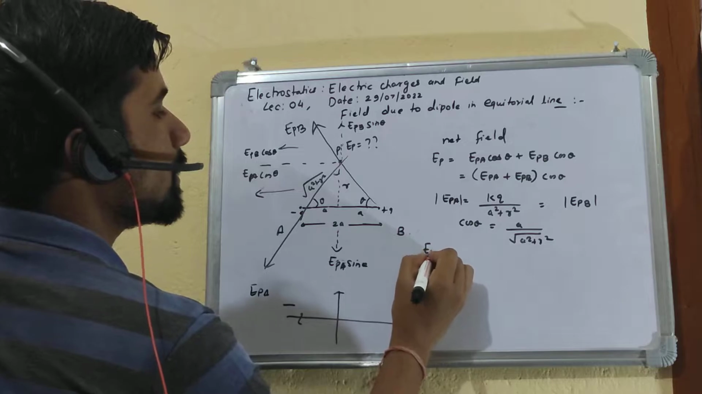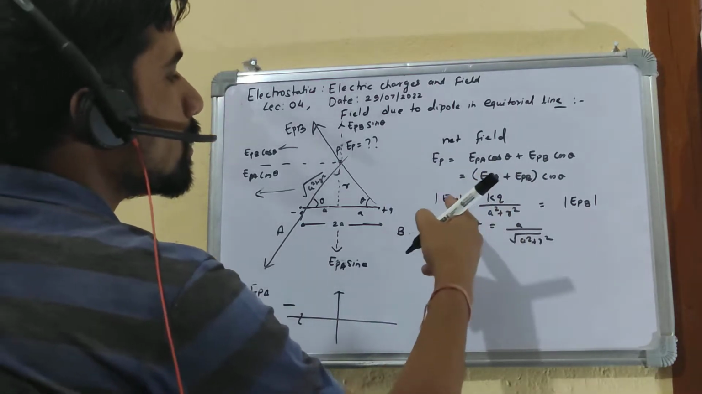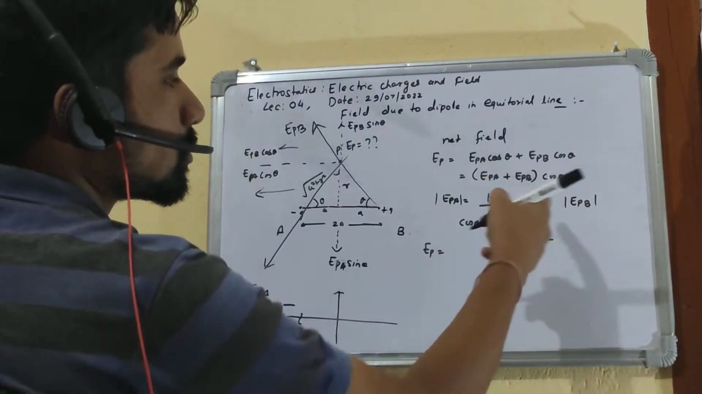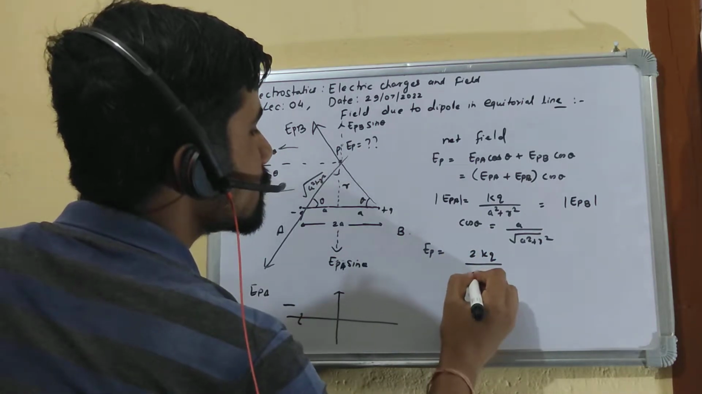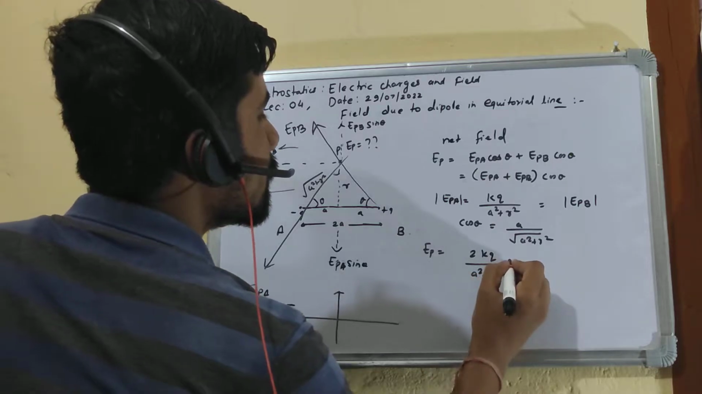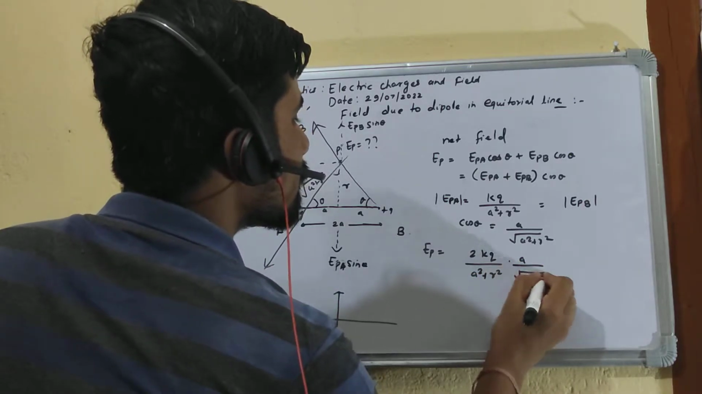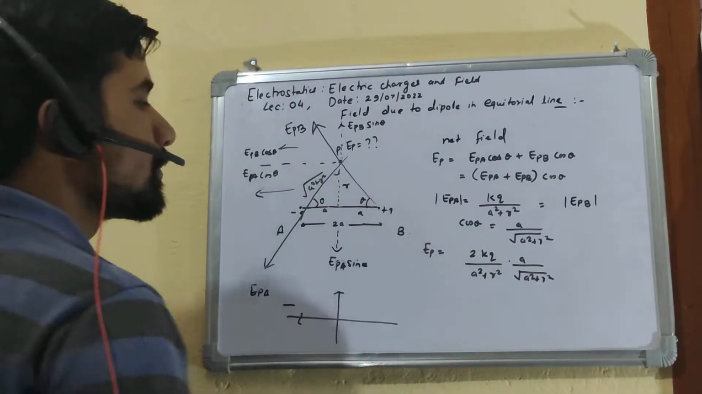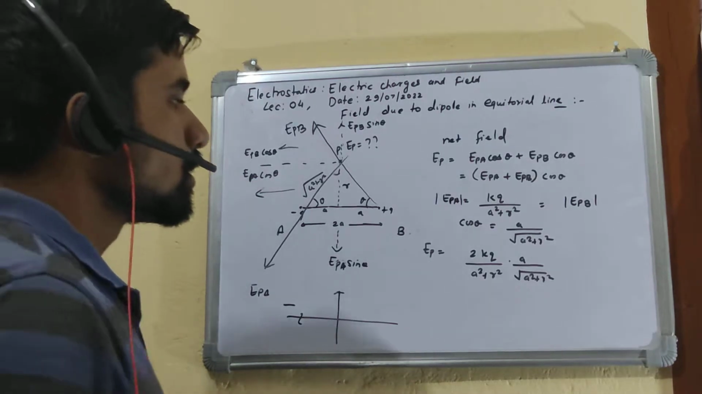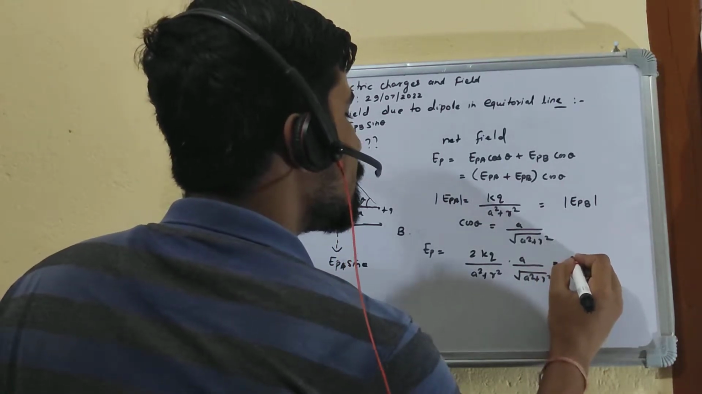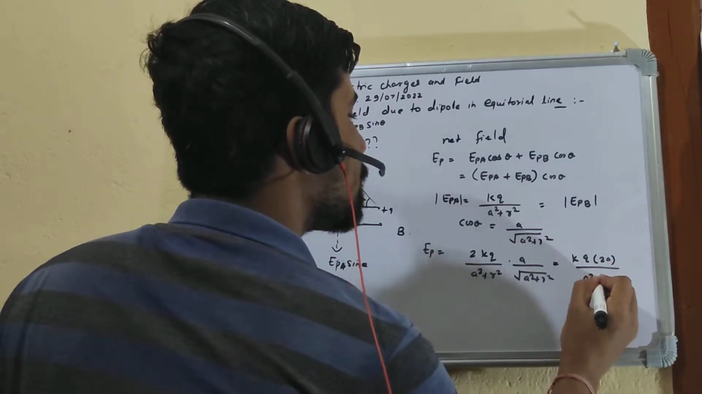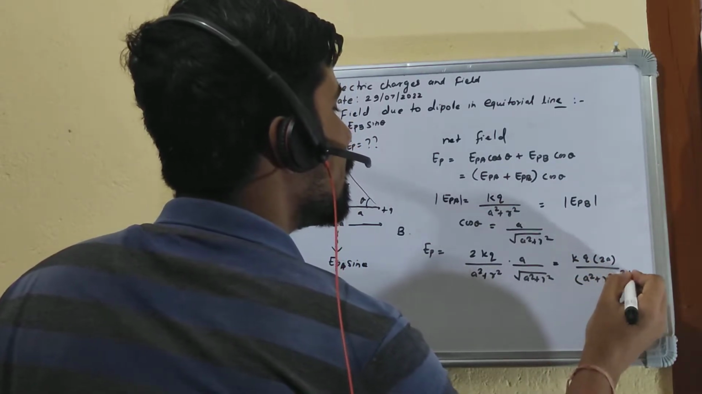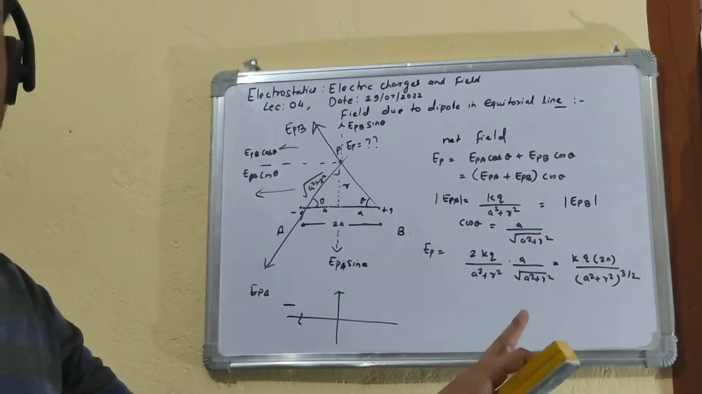So the net field EP is 2 EPA cos theta, since both magnitudes are the same. So it will be 2kq by (a square plus r square) into a by under root a square plus r square. Let me rearrange it. It will be kq 2a upon (a square plus r square) power 3 by 2.